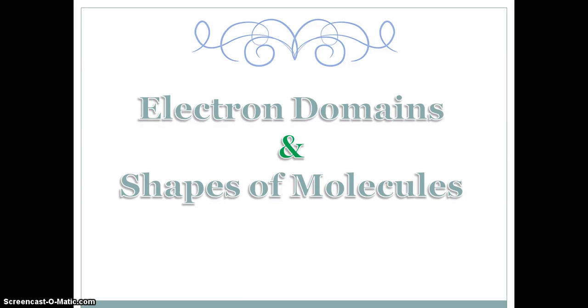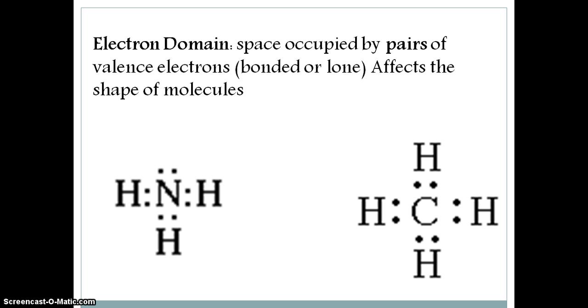All right, now we're going to be talking about electron domains and the shapes of molecules. Keep in mind, even though we've been drawing molecules on paper and their structural formulas, it's been very flat, very 2D. But what you have to remember is that molecules are very 3D, and they do have different shapes depending on the molecule. But first, an electron domain is the space occupied by pairs of valence electrons, whether they're bonded pairs or lone pairs. These electron domains affect the shape of the molecules.